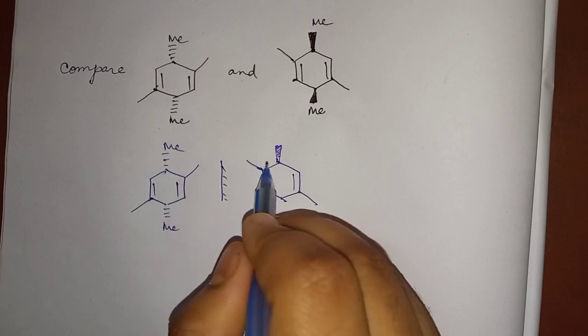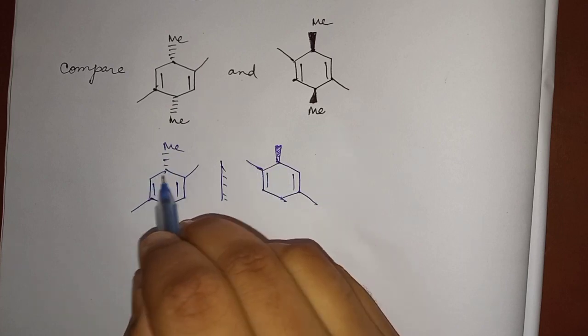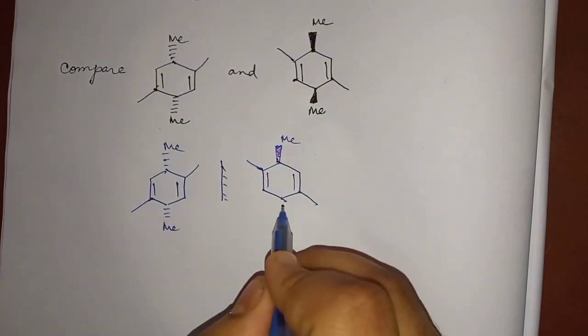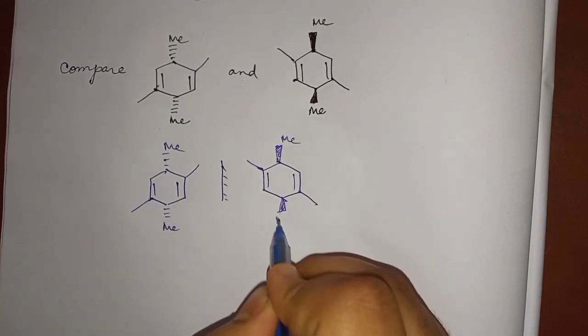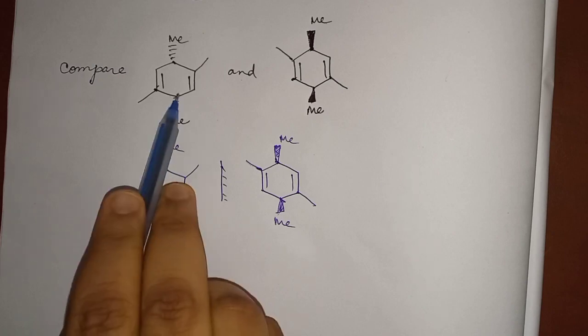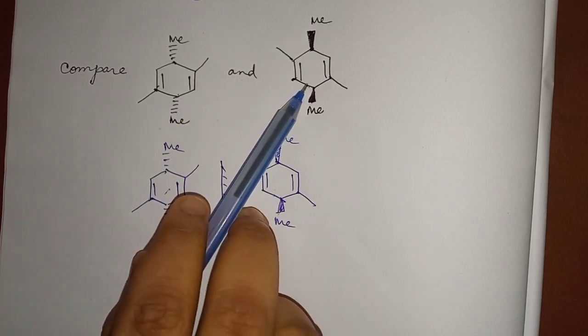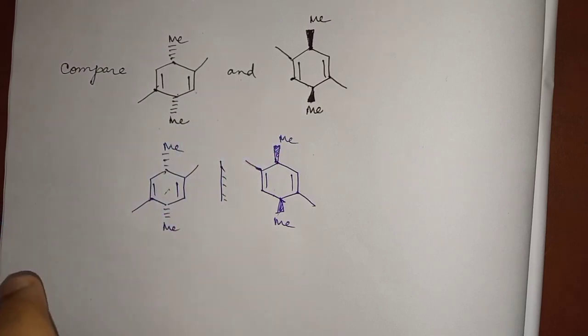that if it is up you have to make it down, and if it is down then you have to make it up. So here it is down, so I am making it up. Here also it is down, I am making it up. So this compound and this compound are the same, and this is exactly the compound which is given. So these two compounds are also the same.